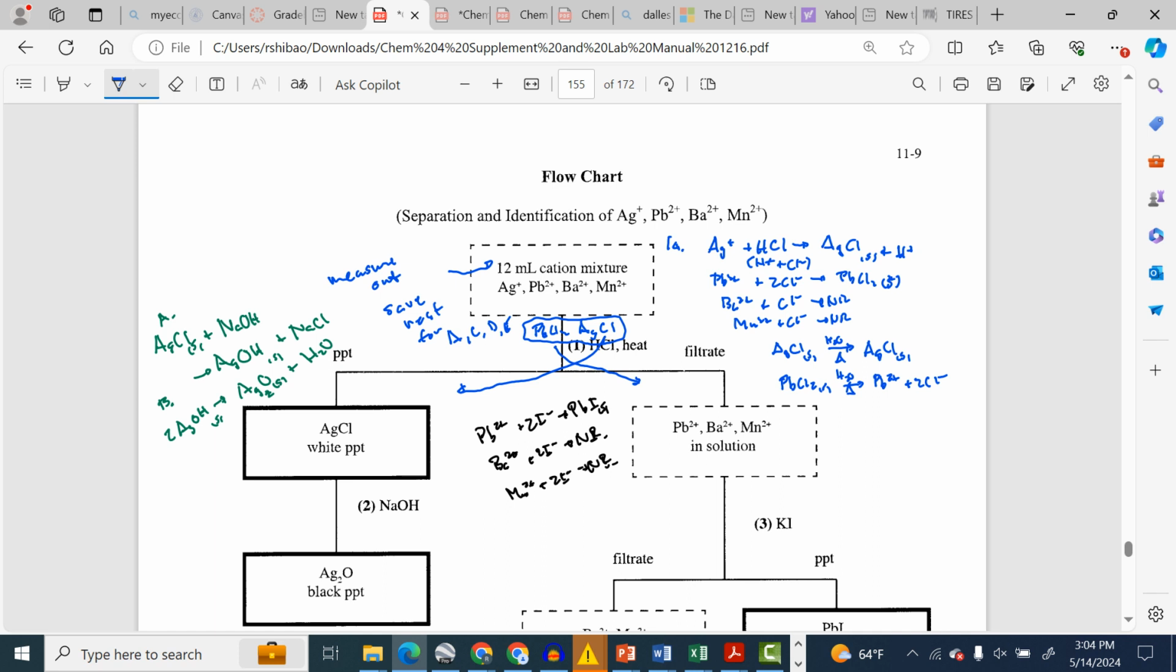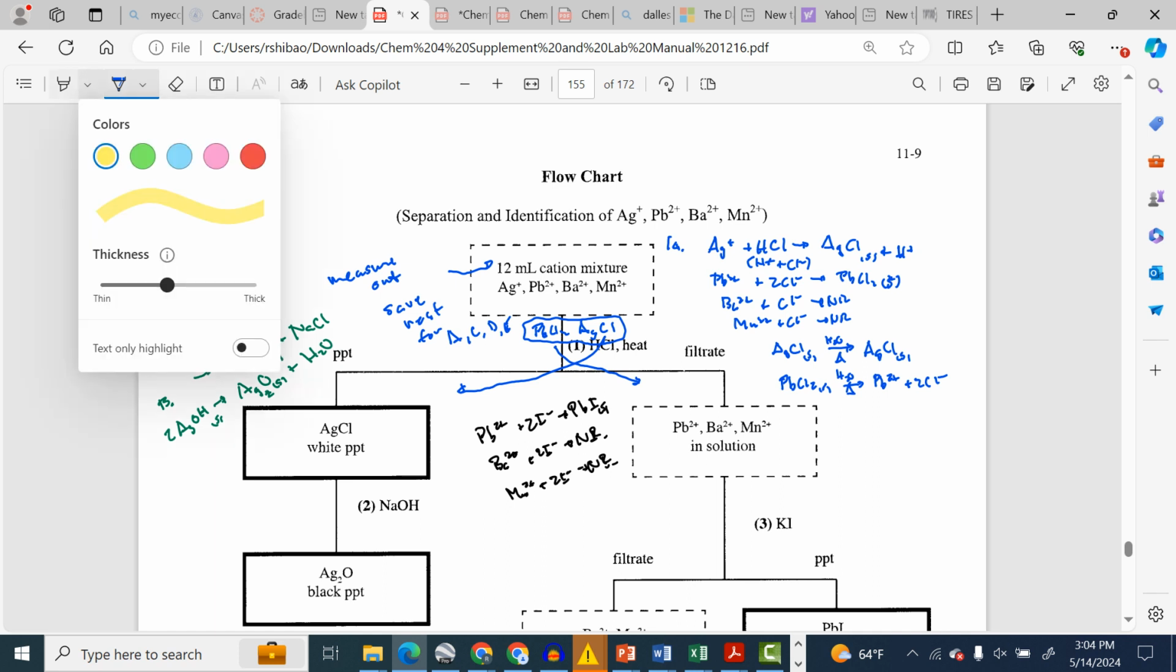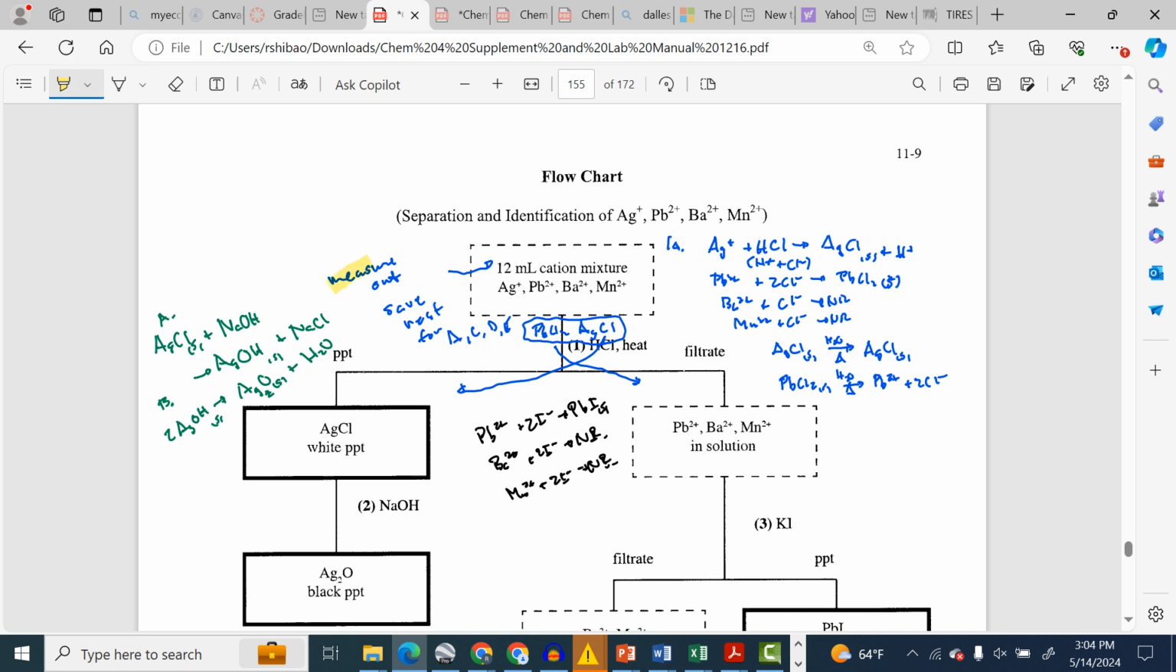All right, in order to carry out this test, we have to have enough sample. So you're going to measure out 12 milliliters of this. The stockroom is going to give you more than 12 milliliters. You're going to bring a 50 milliliter beaker over to the stockroom, and they're going to dispense more than 12. You need more than 12 because you still need to do the individual tests for ammonium, chloride, sulfate, and nitrate. So measure out using a graduated cylinder 12 milliliters of cation mixture. We're going to use a large test tube for this.